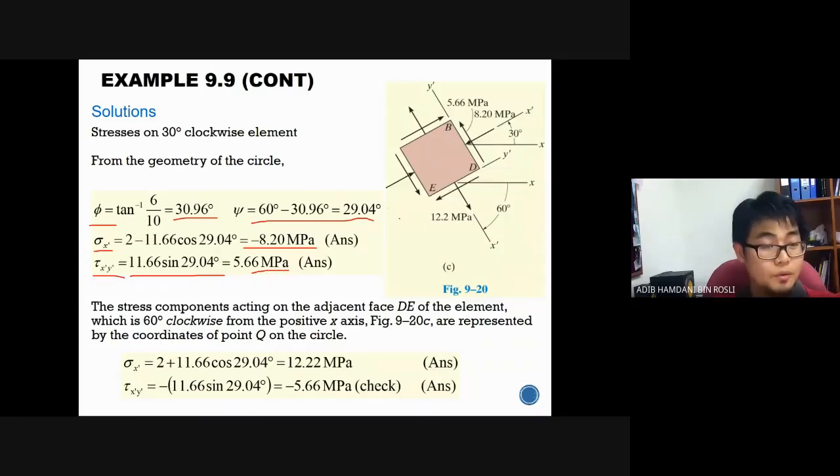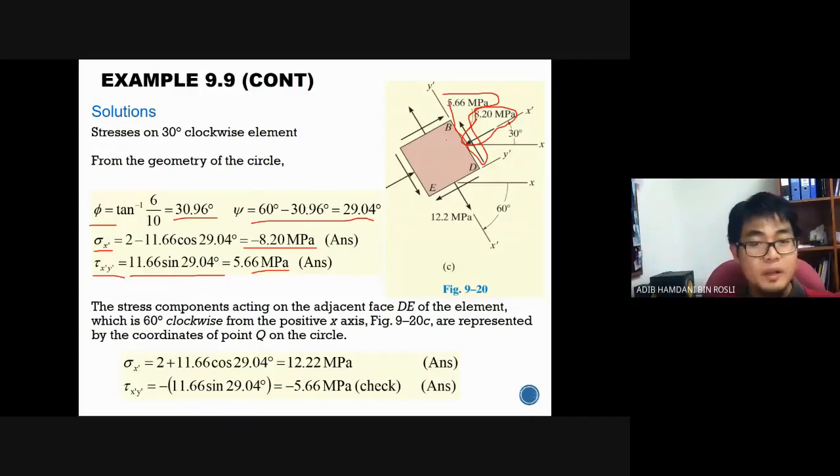And then what you have to do next is you rotate that 30 degrees. See, from x to x prime 30 degrees, you will have your compressive stress of 8.2 megapascal, isn't it? And you have tau x prime y prime, which is positive 5.66. That's why it goes up, kind of up, right?